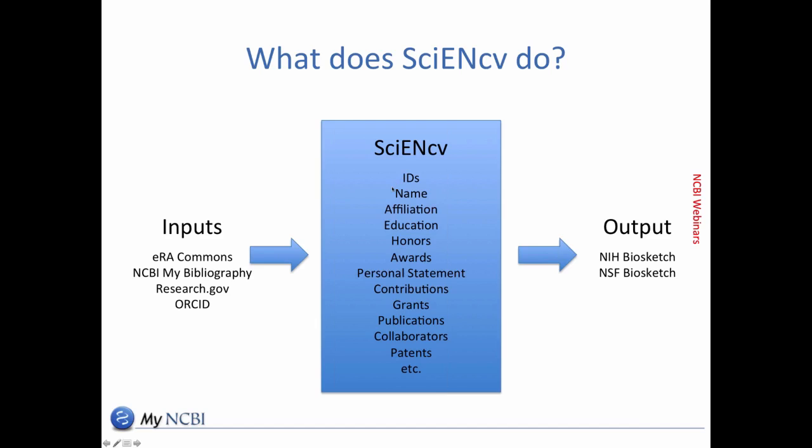spruce it up a little bit with some additional information such as IDs, their name, their current affiliation, their educational background, any honors or awards that they've received. They can add personal statements, contributions, grants, publications, collaborators, and patents. From this, after including the required information, the output will be a standardized Biosketch for either the NIH Biosketch or the NSF Biosketch. And then the NIH Biosketch should be able to be submitted directly to grants.gov with a grant proposal.